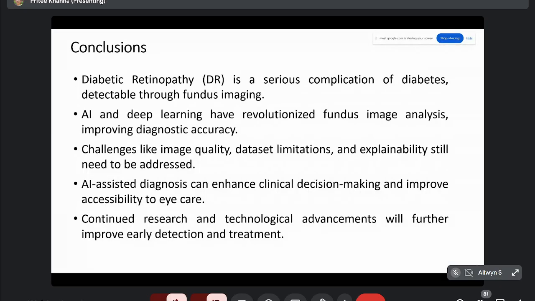Nowadays a lot of efforts are going on so that with the help of mobile, we can develop some sort of imaging technique, some sort of fundus image that can be captured, right? So some initial assessment we can have, and these images may be sent to the doctors and they can advise you. All those things are possible. So we can say that continued research and technological advancement will definitely improve early detection and treatment.